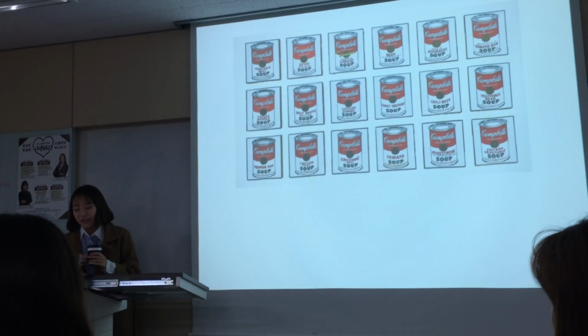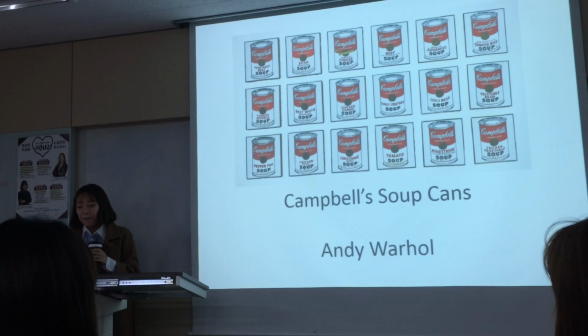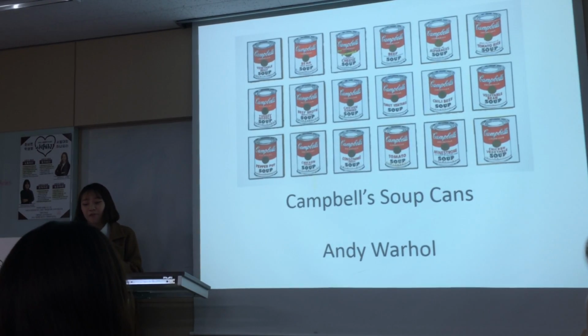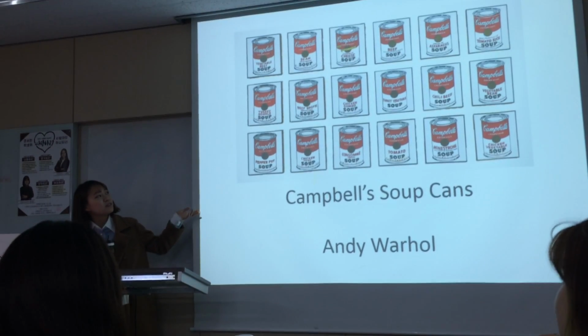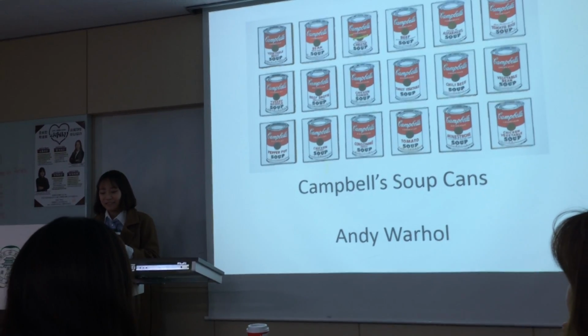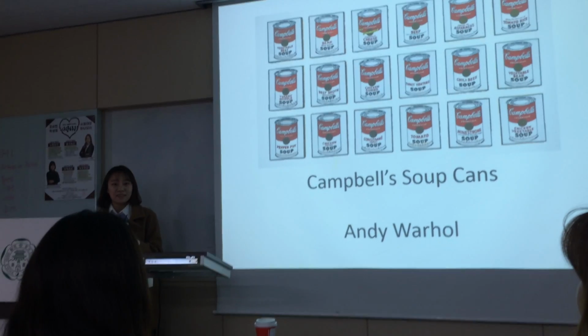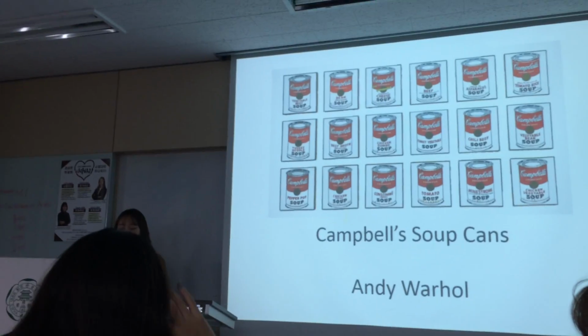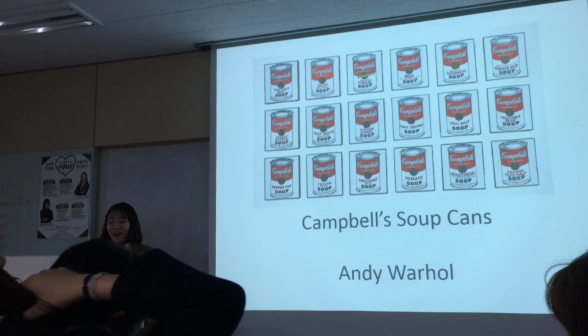And our final picture is called Campbell's Soup Cans, drawn by Andy Warhol. In this picture, those very similar looking soup cans are arrayed in lines. So now that we just took a look at some types of painting and some famous paintings, you're all ready to read the text.